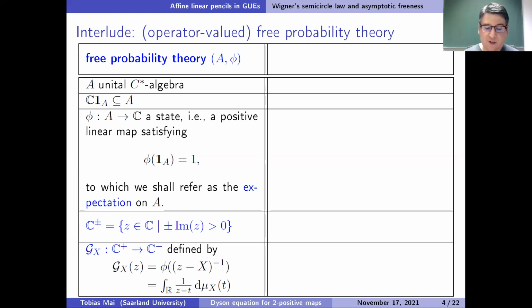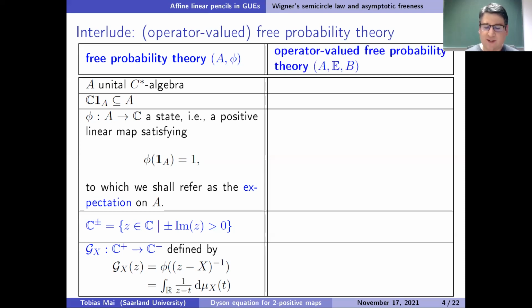And by this, I mean simply a holomorphic function defined on the complex upper half plane and taking values in the complex lower half plane, defined in this form. So we just take the resolvent of our self-adjoint operator. In this case, X should be a self-adjoint operator for simplicity. And then we know that this resolvent exists and we apply phi to it. And then it can actually be written as an integration of this resolvent function with respect to some measure. And this measure we call the analytic distribution of this operator X. So this is the analytic theory of scalar-valued free probability.